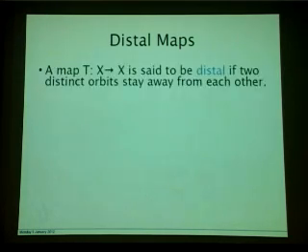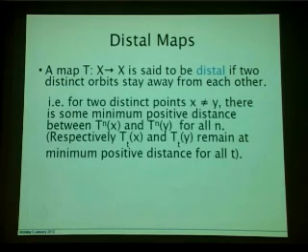So what are distal maps? A map from a topological space X to X is said to be distal if you take two distinct orbits. Orbits are just, you take a point, and if T is the map, T to the power n x is the orbit of it. If you take two distinct points, x and y, T to the power n x and T to the power n y stay away from each other, in the sense that in a metric space, there is some minimum positive distance between T to the power n x and T to the power n y, no matter what n is. So basically, if you are in X cross X, then T to the power n x and T to the power n y do not go close to the diagonal. As n tends to infinity, it remains away from the diagonal.